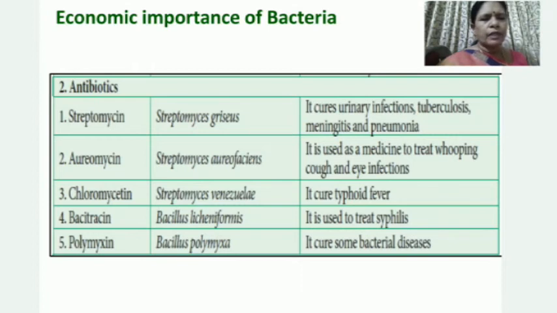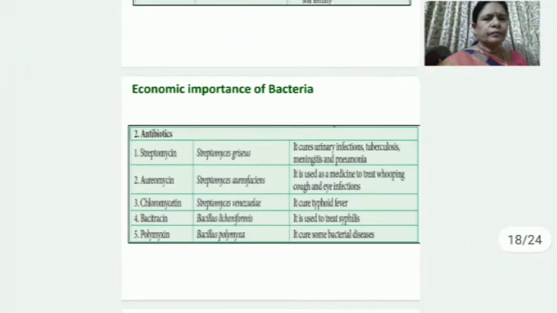Chloromycetin is from Streptomyces venezuelae and it cured typhoid fever, and bacitracin is from Bacillus licheniformis. It is used to treat syphilis. Polymyxin is from Bacillus polymyxa and it cures bacterial diseases.